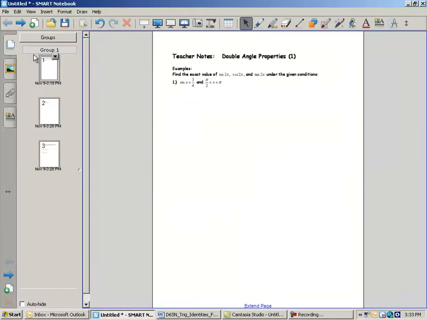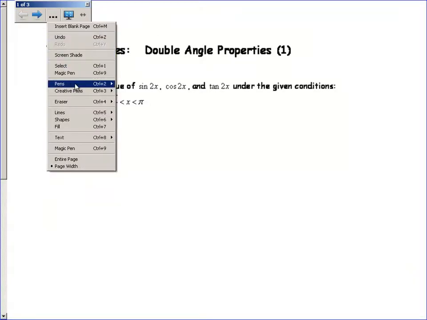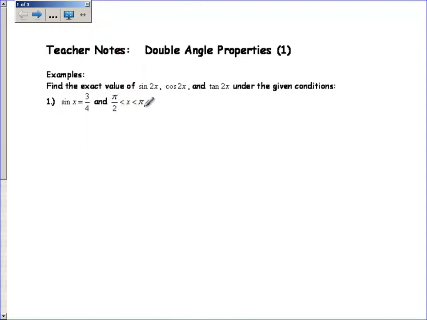So let's get started. We are going to go over here in blue. We're going to find the exact value of sine 2x, cosine 2x, and tangent of 2x under the given conditions. We know the sine of x is 3/4, and we also know that pi over 2 is less than x is less than pi. What does this tell us? This gives us a domain for where to put our angle. What's bigger than pi over 2 but less than pi? That's between 90 and 180, so we are dealing with quadrant 2.